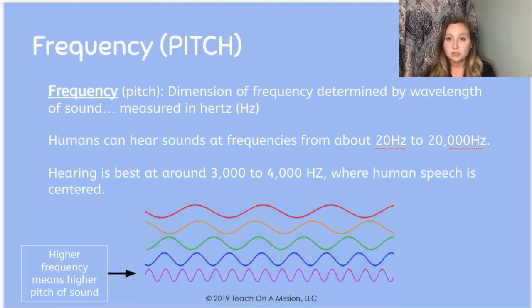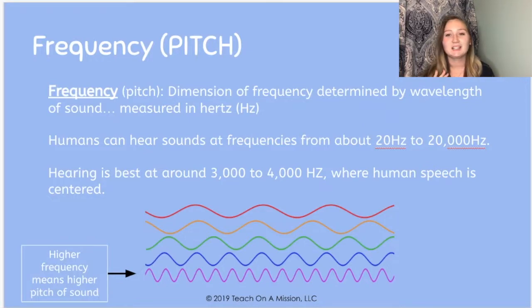In your ears, a longer wave means a lower sound, a lower pitch. A tighter wave, or a shorter wavelength, means a higher sound. Humans can hear sounds at frequencies from about 20 hertz to 20,000 hertz. Hertz is how we measure sound frequency, right? So we've got some range in there.